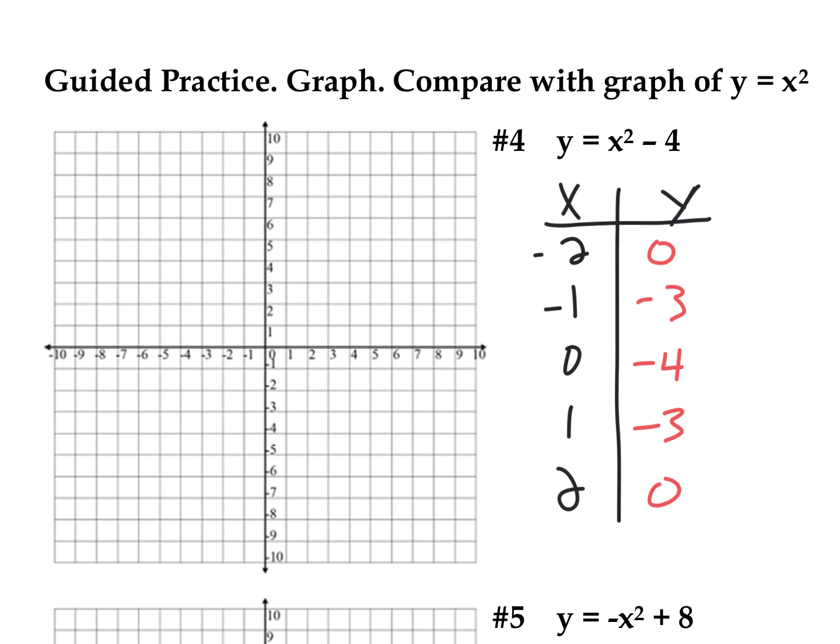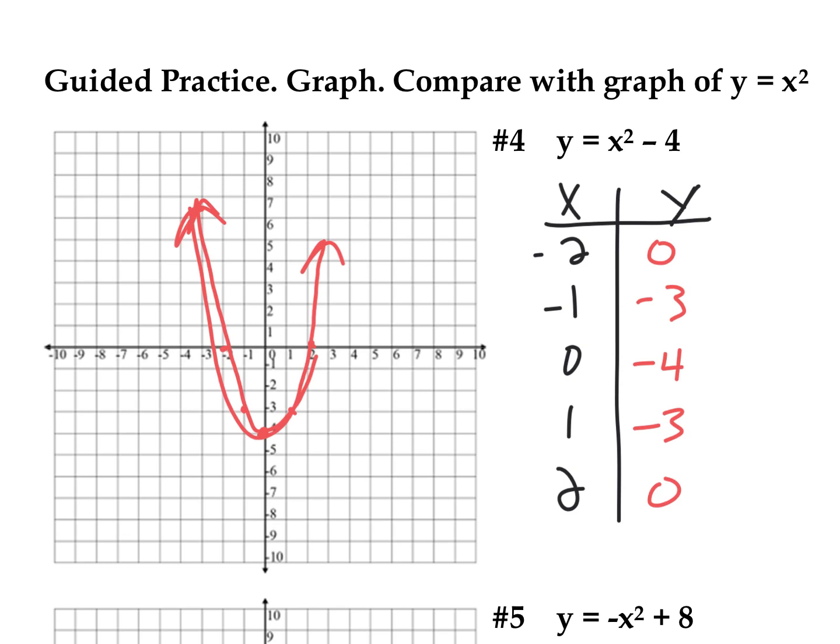Now when I graph this, I'm going to have a point at 0, negative 4. All right? And then from there, I can go either side, negative 1, negative 3, and 1, negative 3. Negative 2, 0, and 2, 0. And when I graph those points, right, I'm going to have my parabola opening up. All right, so we have a parabola opening up through those points, and we can see that it's the parent graph, but it's shifted down.